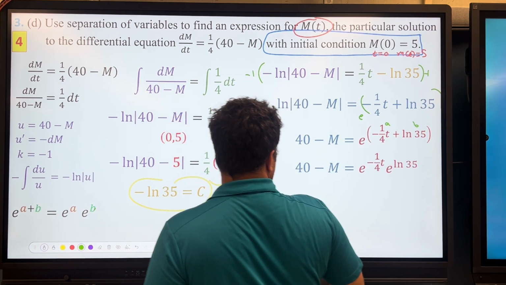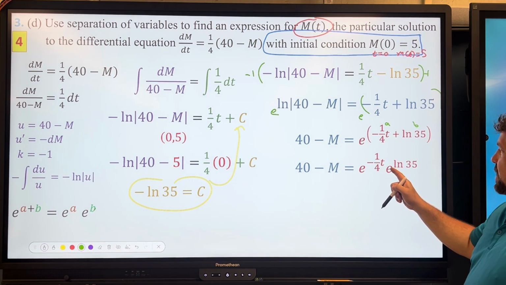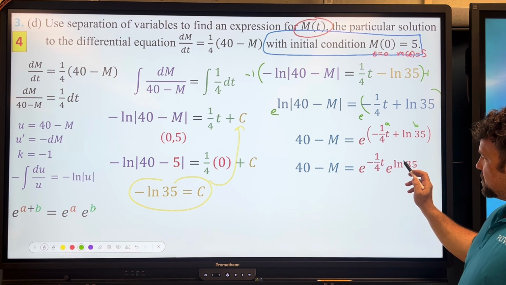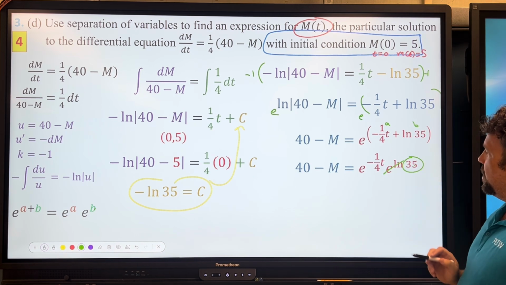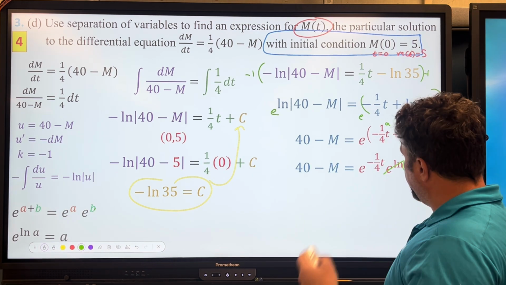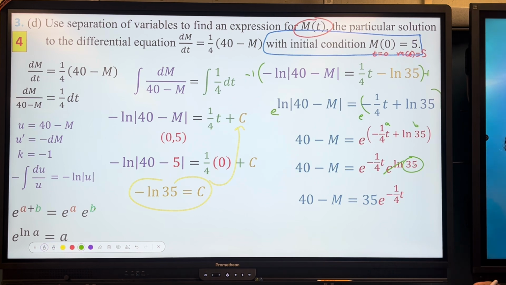So this right here is 40 minus m equals e to the negative 1/4 t times e to the ln 35. And we know e to the ln 35 just cancels out and becomes 35. All right, e to the ln a equals a. So 40 minus m equals 35e to the negative 1/4 t.